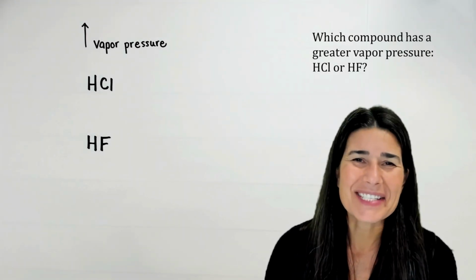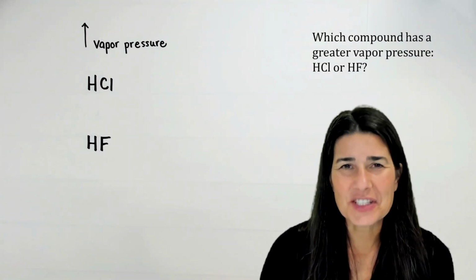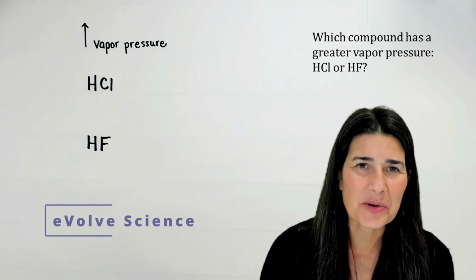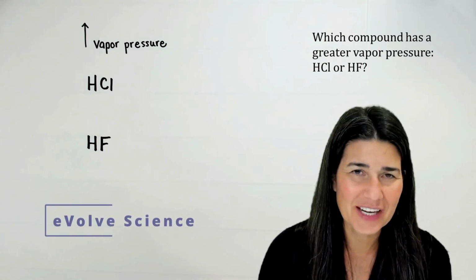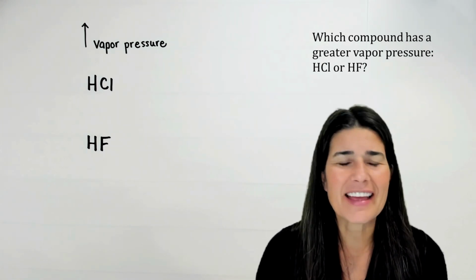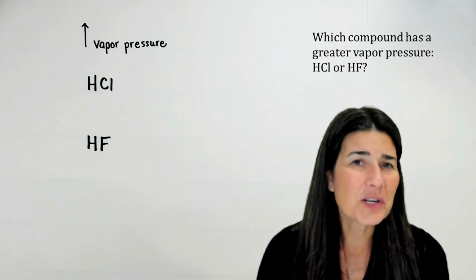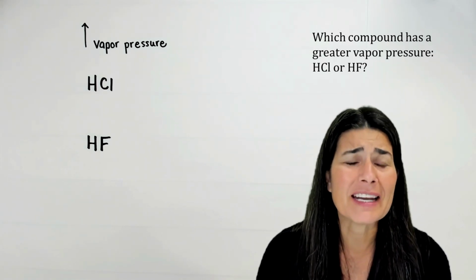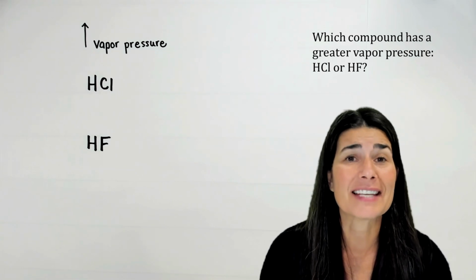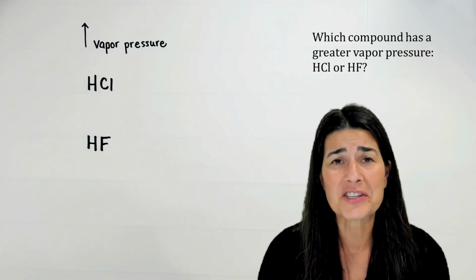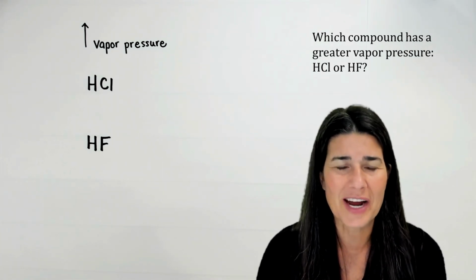Okay, let's try this question. Here they want us to determine which of the compounds shown has a higher vapor pressure, and they show us HCl and HF. The first step in these problems is to determine if you're looking for the compound that has the stronger intermolecular attractions or the weaker intermolecular attractions.